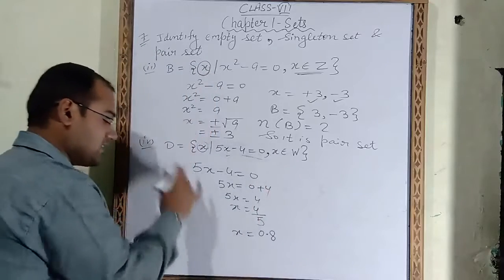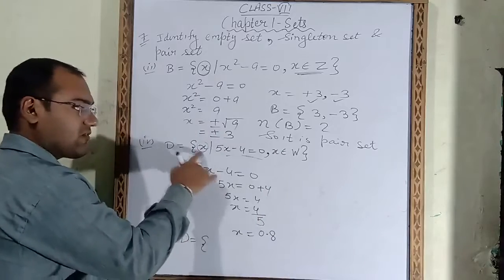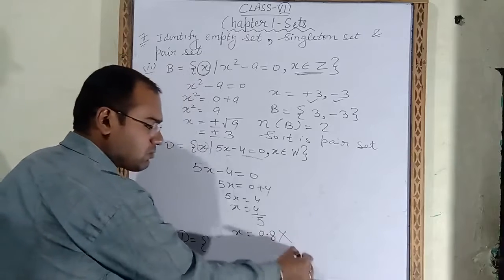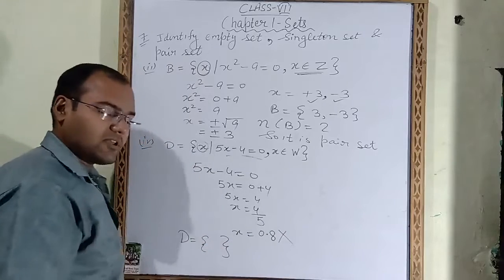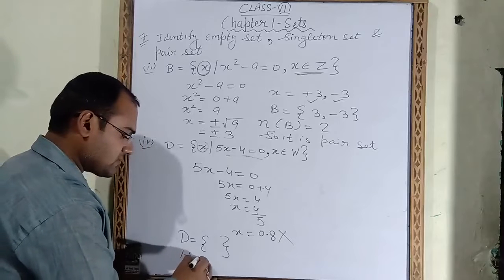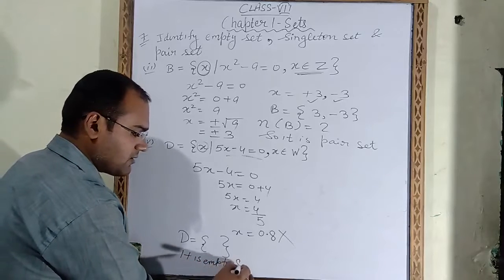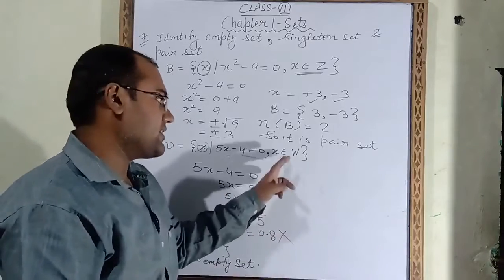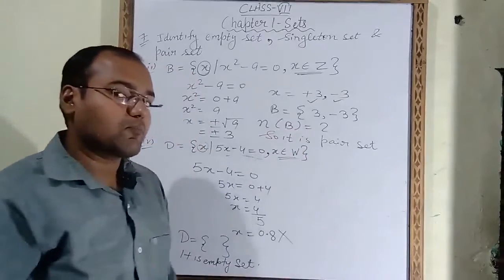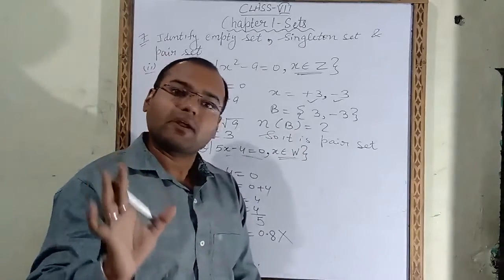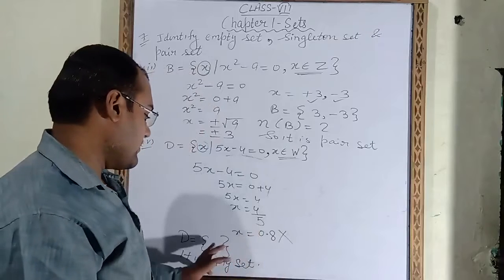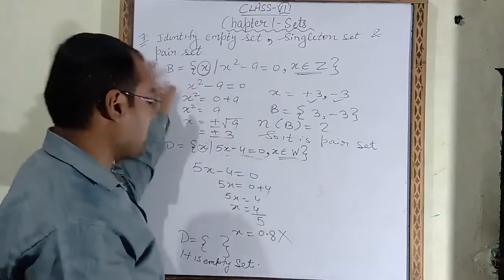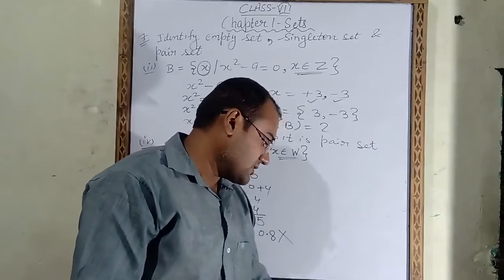That means in the D set we have to write the answer of x, but the answer of x is 0.8, which is a decimal number. So we will not take this 0.8. We have to write here empty set. Why will we not take this? Because in this number a point is coming, and here it says x belongs to whole number. Point numbers we will not consider in the whole number category. So we will write D is the empty set. So like this we have to do all the remaining parts of question number 7.